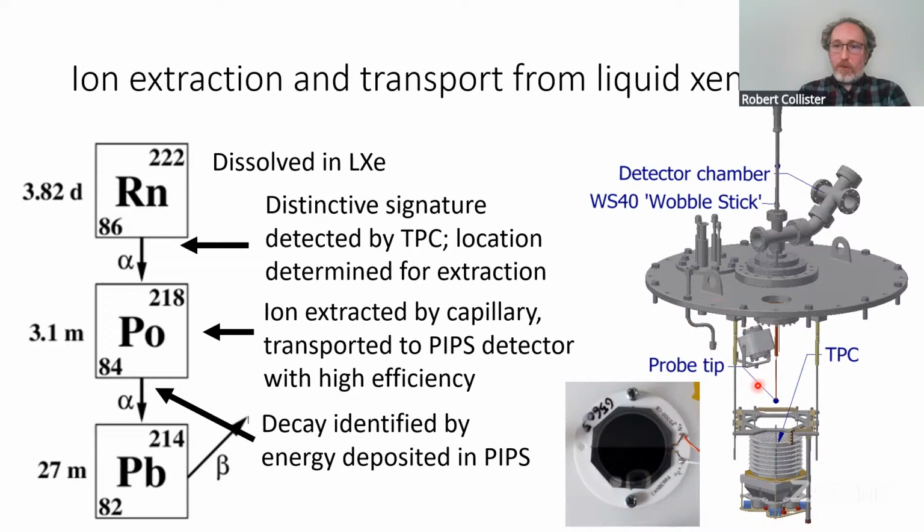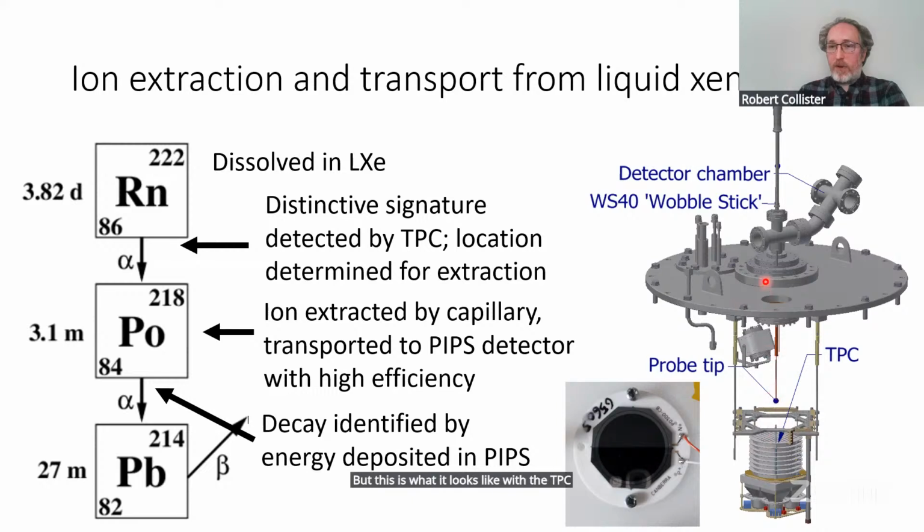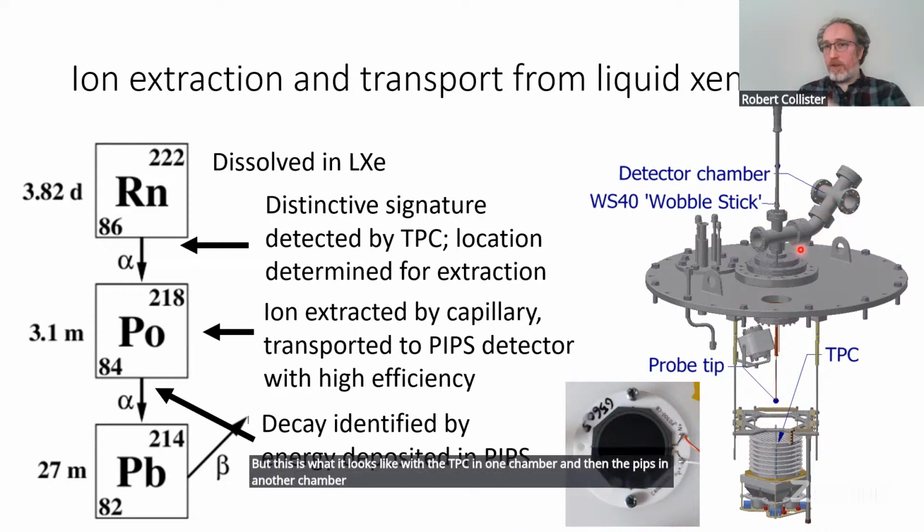And so that's a CAD model of the setup, showing the probe tip, and I've got a better picture of that on the next slide. But this is what it looks like with the TPC in one chamber, and then the PIPs in another chamber separated by a wall. So there's no chance of individual ions drifting somewhere and mimicking a detected decay to ruin your coincidence.